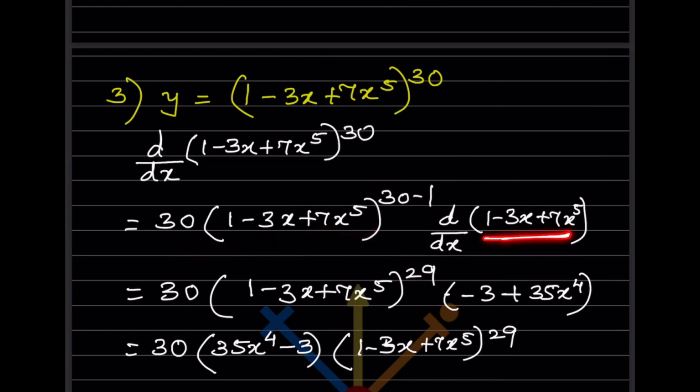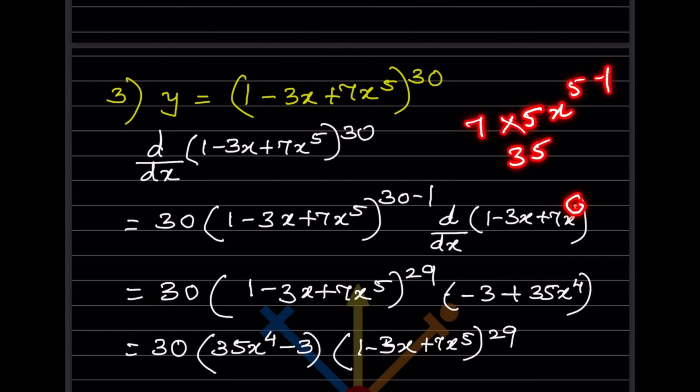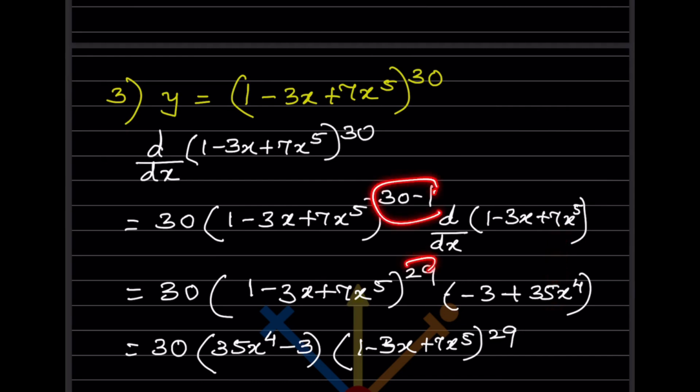When you take the derivative of this part, the constant means that is going to be 0. Minus 3x means the derivative is 1 into x^(1-1), that is x^0, so that is going to be just minus 3. And for 7x^5, the 7 will go at the side, 5 is n, x^(5-1). So this is going to be 35x^4. This is what is written over here, 35x^4, and this is 29.